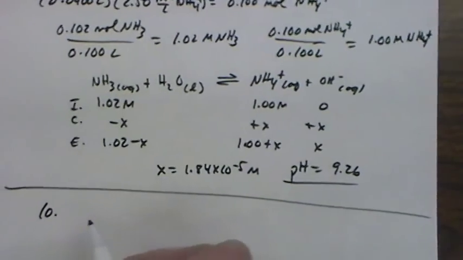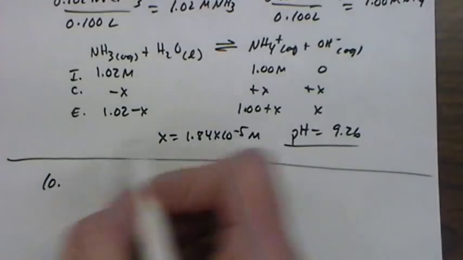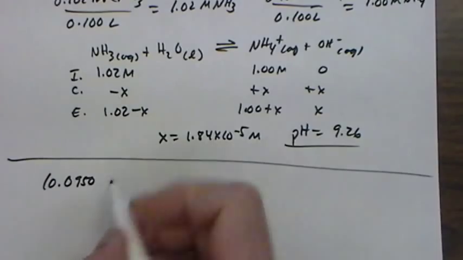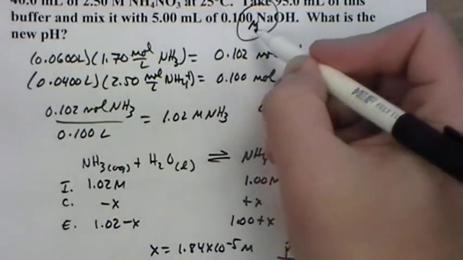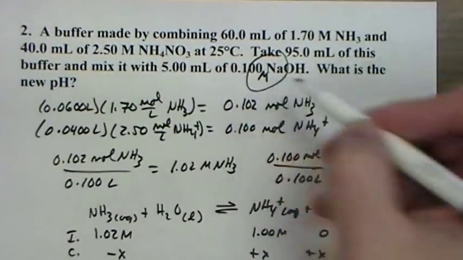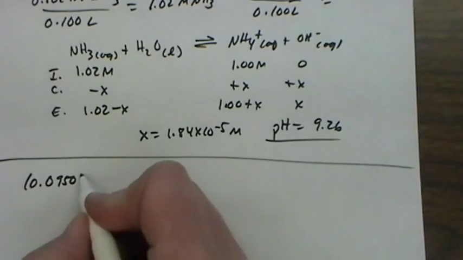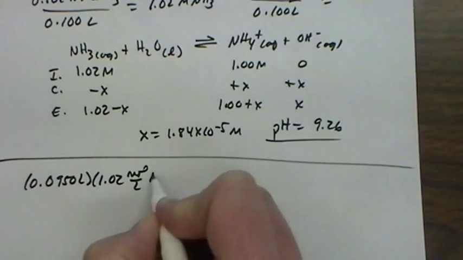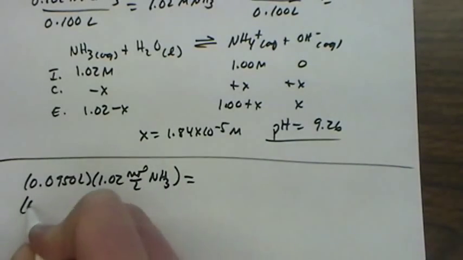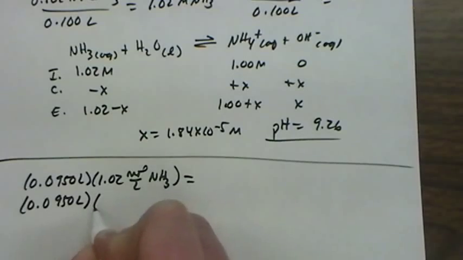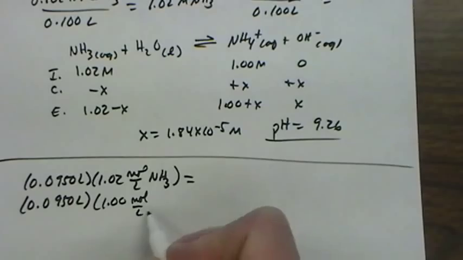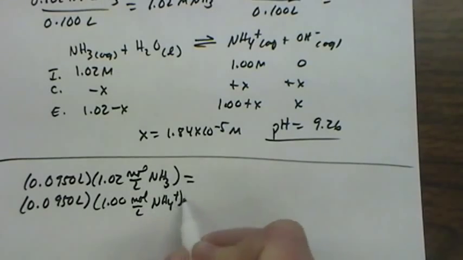Now we have, again, we're going to take 95 mils of our new buffer that we've made and mix it with 5 mils of 0.1 molar. I don't have a molar there above. I forgot to put that in there. So if they mix, then we have to change to moles. And I don't have to give you 95 mils and 5 mils. It would make your life a little bit easier in the calculations, but it can be anything.